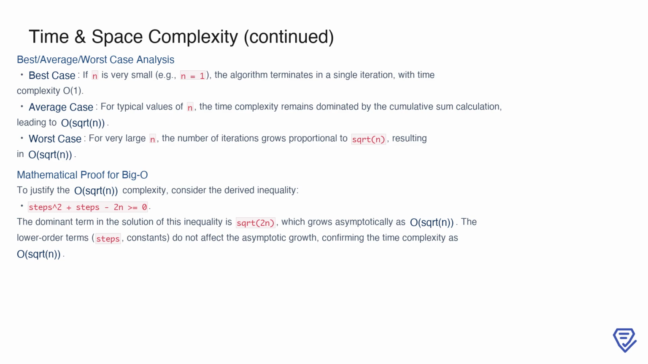To mathematically justify this, we revisit the inequality steps squared plus steps minus 2n equals 0. The dominant term in the solution of this inequality is sqrt(2n), which grows asymptotically as O(sqrt(n)). Lower-order terms like steps and constants are negligible in comparison, confirming the overall time complexity is O(sqrt(n)).